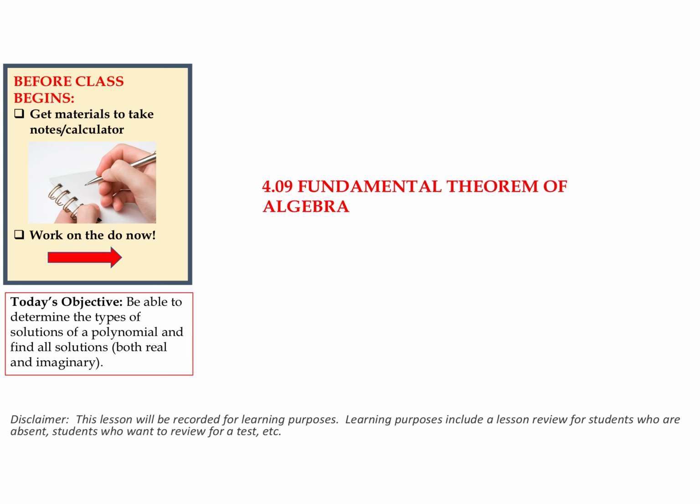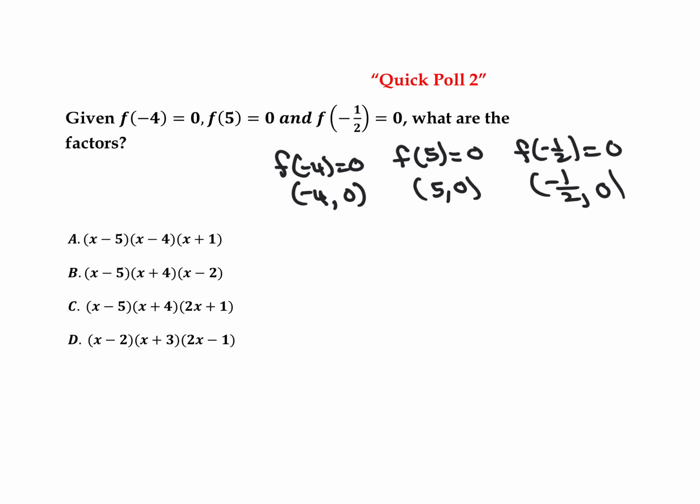Today we're going to be looking at section 4.09, which is dealing with the fundamental theorem of algebra. And the fundamental theorem of algebra helps us to determine the types of solutions, how many solutions. All right, in our first example, we are given f of negative 4 equals 0. That means when x is negative 4, y is 0. So that forms the ordered pair negative 4, 0.